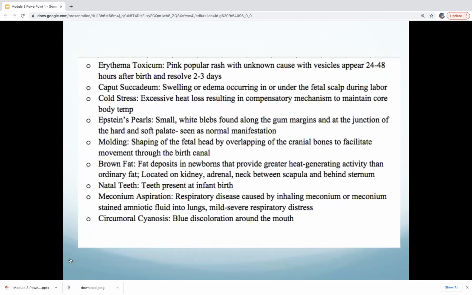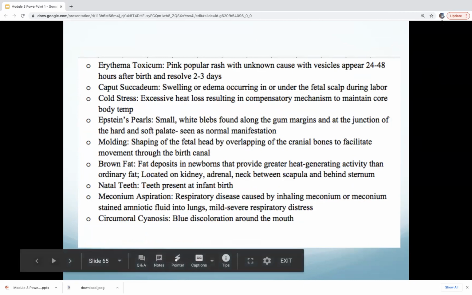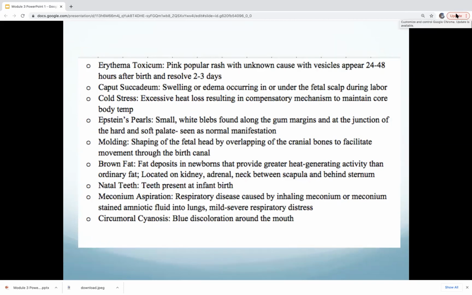So the first one is erythema. Remember, erythema means pink or red. Toxicum, it's a pink papular rash with vesicles. It appears about 24 to 48 hours and it goes away in about 2 to 3 days. And just let the parents know that that's normal and that will resolve. Caput succedaneum is a swelling or edema occurring in or under the fetal scalp during labor.